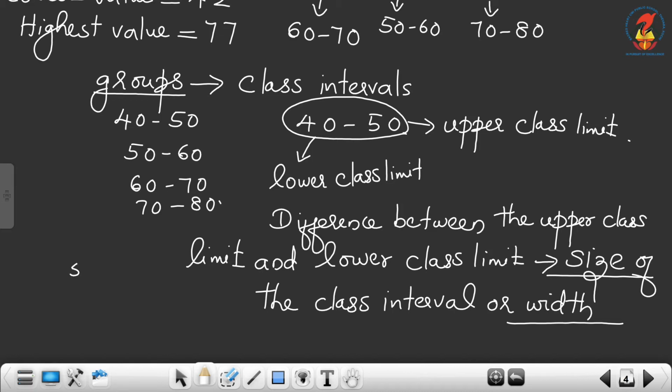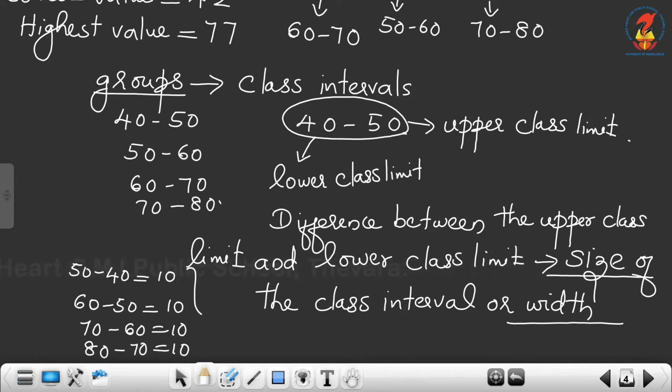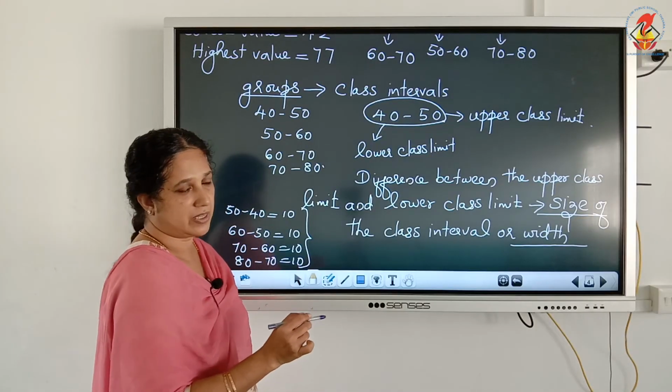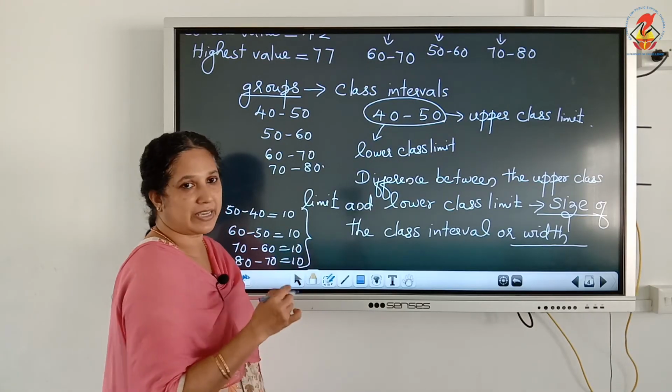50 minus 40 equals 10. Therefore, when you take each class interval, 60 minus 50, what is the difference? 10. Then similarly 70 minus 60, the difference is 10. Then again 80 minus 70, the difference is 10. So here you can see that the size is equal. The size of the class intervals is equal.